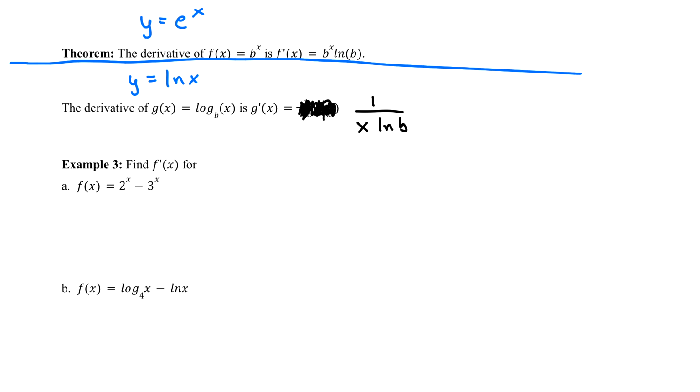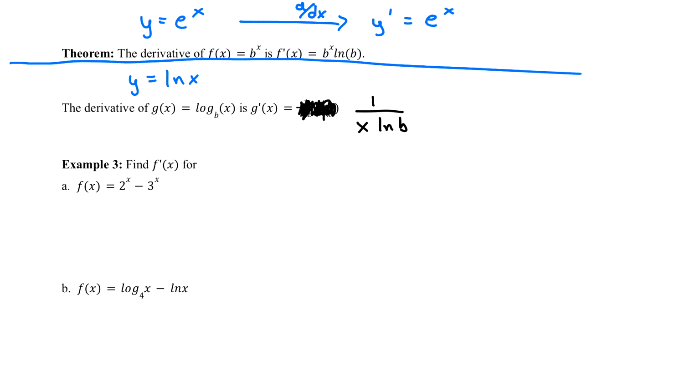It says the derivative of f of x equals b to the x power is f prime of x equals b to the x power times the natural log of b. Hopefully we can see a little bit of similarity between this and the derivative of e to the x. When I take the derivative of e to the x power, I end up with y prime equals e to the x.